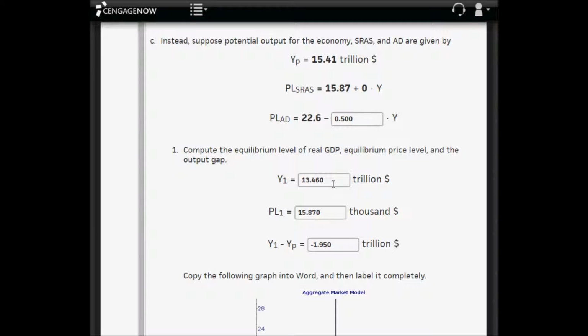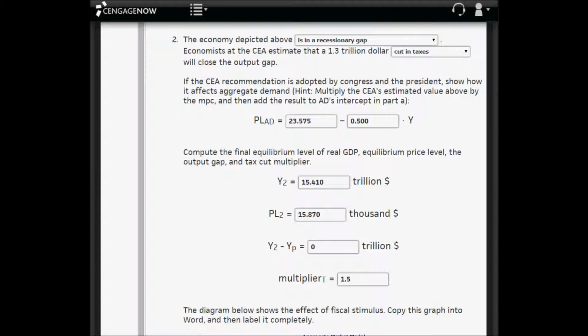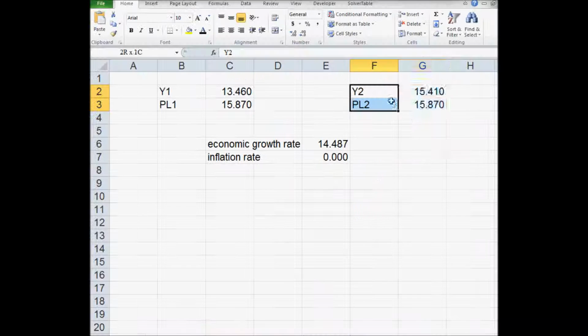Initially, real GDP was 13.460 and the price level was 15.870 thousand dollars. These values are copied into Excel right here. So these numbers represent the initial equilibrium. The equilibrium following the tax cut is right here. Final GDP was $15.41 trillion. Final price level was 15.870 thousand dollars. These numbers represent the final equilibrium.